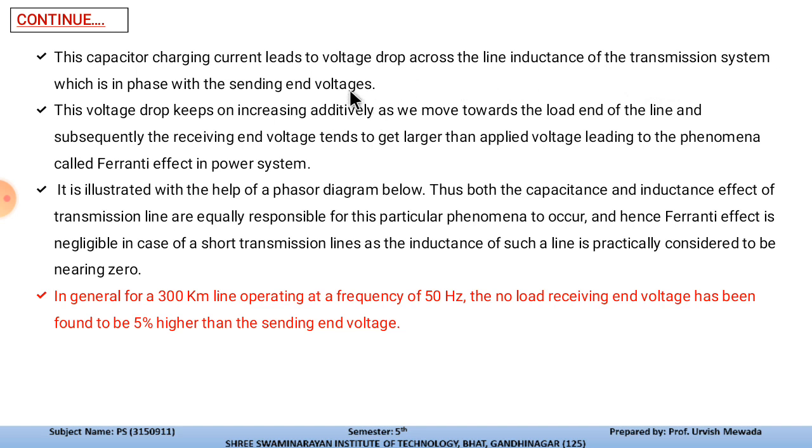If we want to explain in simple terms how the Ferranti effect occurs, we have long, short, and medium transmission systems. In a short transmission system, we generally do not face this problem, but in the case of medium and long transmission systems, we generally distribute all the parameters equally, so that we can minimize the effect of the capacitance.